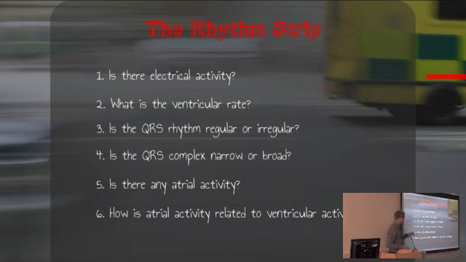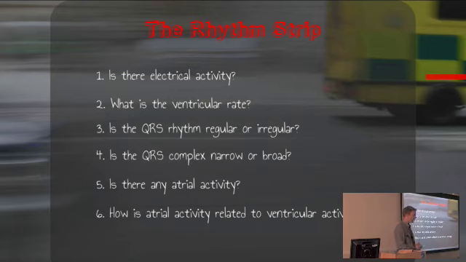Is there any atrial activity is the next thing. So that's where your P waves come in. And you might see P waves, you might just see sort of a regular fluttering baseline. If it's totally irregular and chaotic at the baseline, you might be thinking of atrial fibrillation. But when you look at the atrial activity, it's important also to describe it, and then talk about how the atrial activity is related to the ventricular activity.